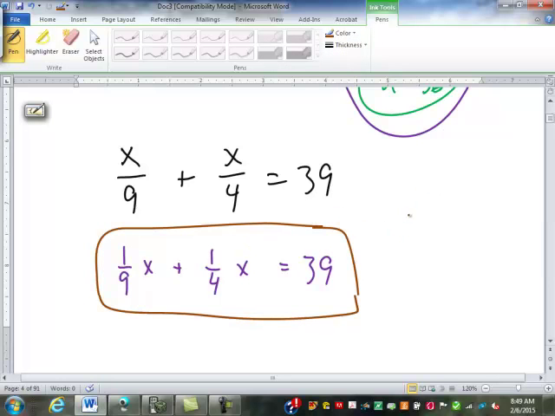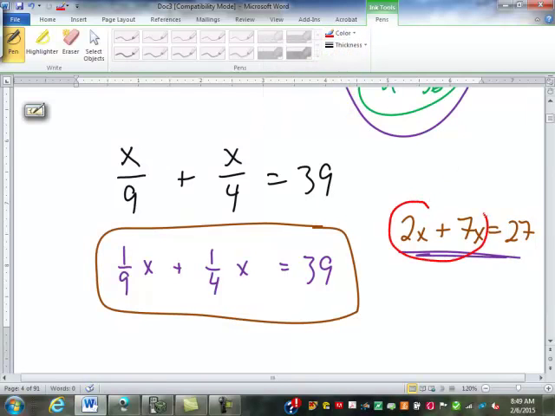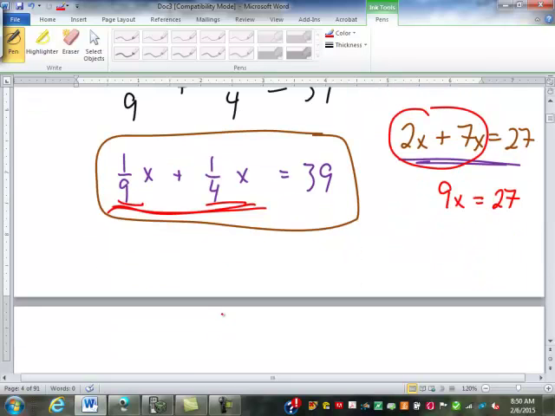This is going to be very similar to having 2x plus 7x equals 27. What would we do in an equation like this one here? Yeah, we would combine like terms. 2x and 7x make 9x. Then we'd go from there. Over here, we're going to do the exact same thing, only it's not nice little whole numbers like 2 and 7 anymore. It's 1/9 x and 1/4 x. Either way, we're still just going to add 1/9 and 1/4, and that's going to be the coefficient on x. It's just a little trickier to add 1/9 and 1/4.